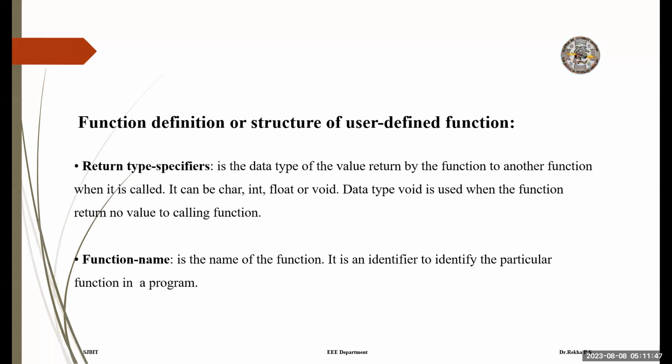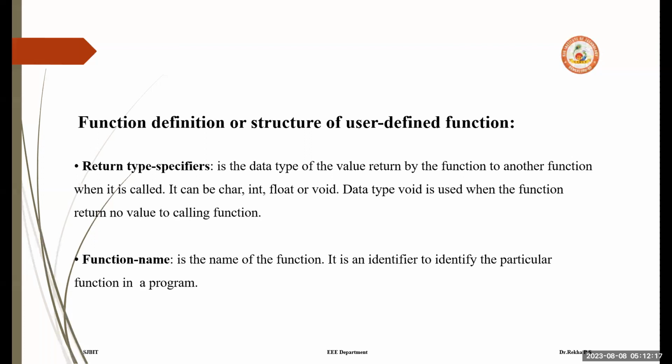So what is the function definition or structure of a user-defined function? First one is the return type specifier. It is the data type of the value returned by the function to another function when it is called. It can be char, int, float, or anything. Even it can be void. The data type void is used when the function returns no value to the calling function.